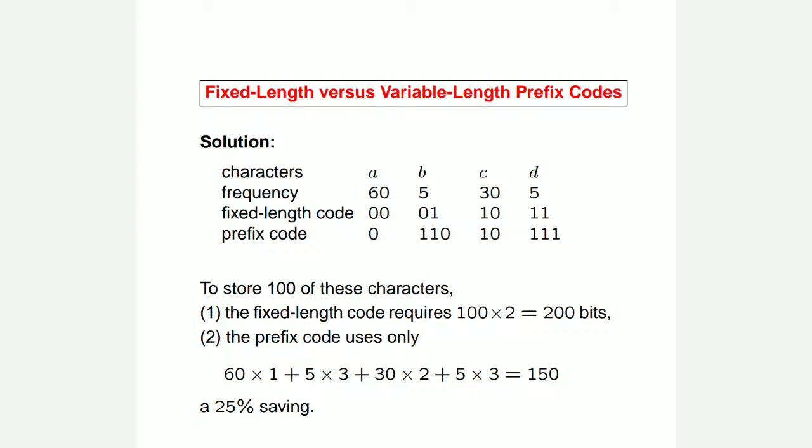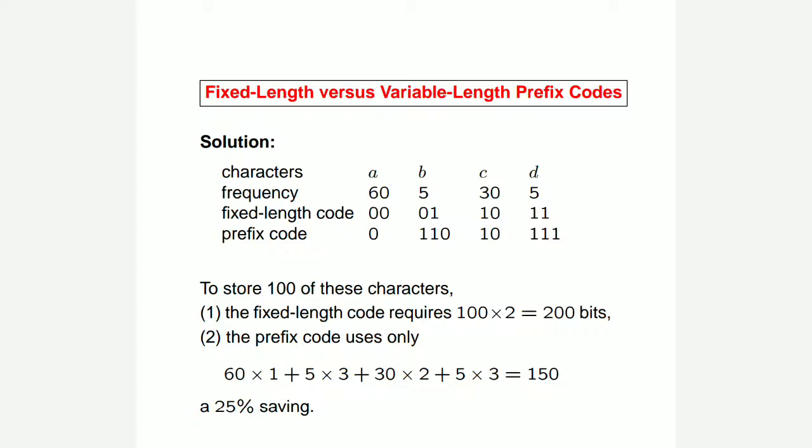Now the prefix code of A, B, C, D is 0, 110, 10, 111. So let us see how much space is required to store the characters A, B, C, D in a data file with fixed length code, and how much space is required for prefix code. The fixed length code requires, so the data file size is 100, and the length of the code is 2. So 2 into 100 is 200 bits required.